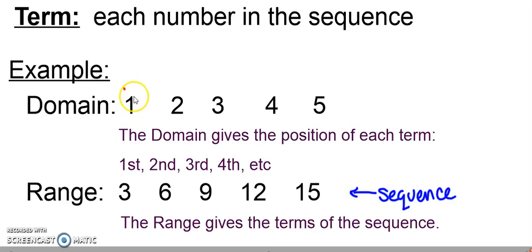Now, the range is what is actually the output. So, we have our first term, that's the input. Our output is the number 3. We have a second term, which is our input, and our output is the number 6. And the output, the collection of the range, is actually the sequence itself. So we're not always going to refer to the numbers 1, 2, 3, 4, 5. If we were just listing out a sequence, we would just see the set of the range.